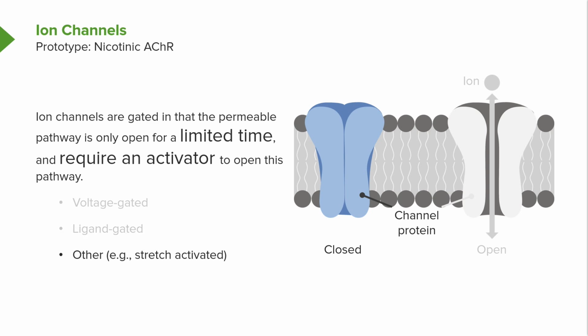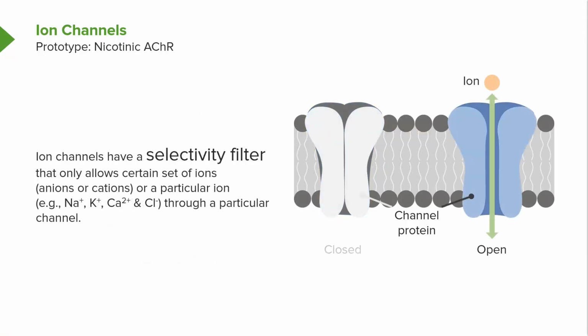But besides voltage and ligand-gated channels, there are a few others. Some of the different cells that you have respond to stretch. Some respond to mechanical deformation. So there are other ways to open up ion channels, but the two main ones are voltage-gated and ligand-gated. Our prototype, the nicotinic acetylcholine receptor, will use a ligand-gated channel mechanism.